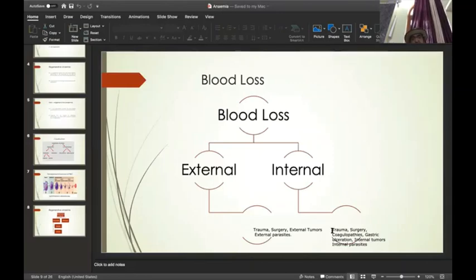And in internal, again, some trauma, if there is internal injury, some surgical conditions, and the most important point here is coagulopathies. You see this point, coagulopathy is very, very important. Gastric ulceration is very important. Internal tumor and internal parasite. So in internal loss of blood, you will see the trauma, the surgery, and the most important ones are coagulopathy and gastric ulceration. Internal tumor is important and internal parasites are important. So can you name me any internal parasites?